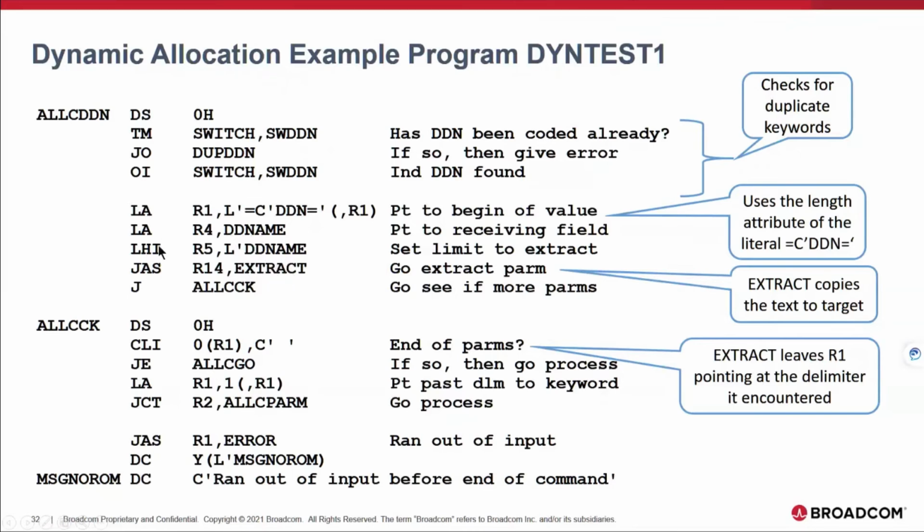And at the very end, once he has processed that extraction from either the dataset name or the DD name, he checks here to see what was the delimiter that stopped us. If it was a blank, then we're done, and we're going to take off and actually do the allocation. The way that extract routine works is it only stops on a blank or a comma, so if it's not a blank, it's a comma. So he points past the comma and goes and processes the next keyword.